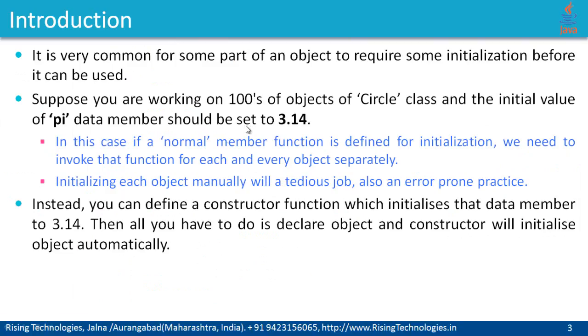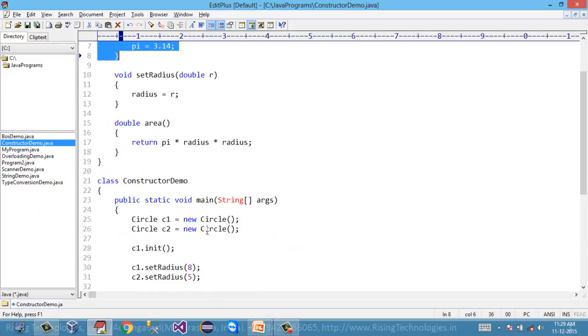For automatic initialization, what can I do? I can define a constructor function, and that constructor function will initialize the data member to 3.14. Then all I need to do is declare instances and the constructor function will initialize the object automatically.